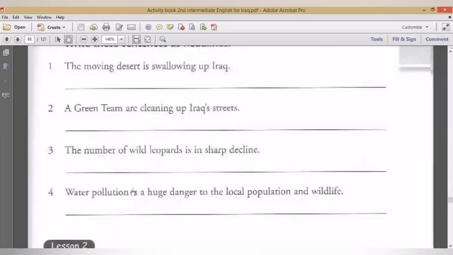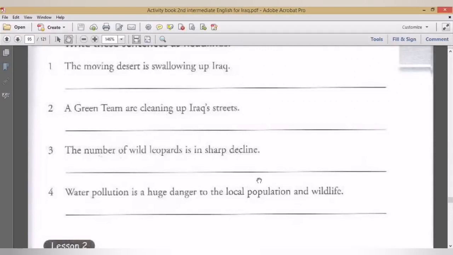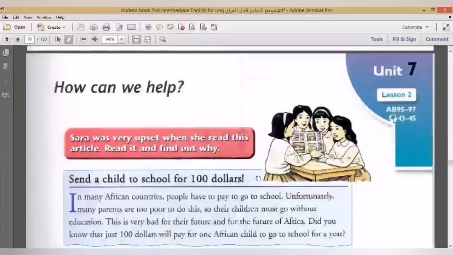Okay. We have a newcomer. Okay. So let us now move to lesson two of your student's book. So lesson two is titled, How Can We Help? Basically, it speaks about poverty in Africa as a world problem. As you know, there are many poor countries in Africa. Many people there don't have enough food to eat, and they are dying of sickness and lack of food. Let us read this article, which makes Sarah very upset.